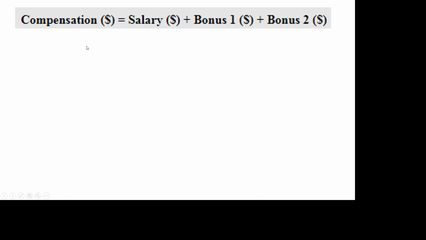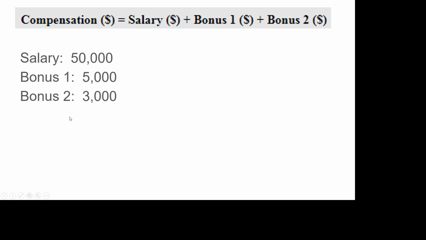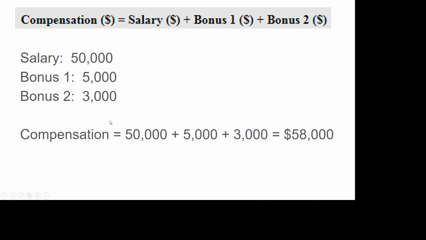Okay, you have a salesperson who earns a flat salary of $50,000. This does not vary depending on how much merchandise they sell. If he gets to a certain level, he gets a bonus of $5,000. If he gets to another level, he gets another bonus of $3,000. And so that gives us a total compensation for the salesperson of 58 grand. So that's salary plus bonus.